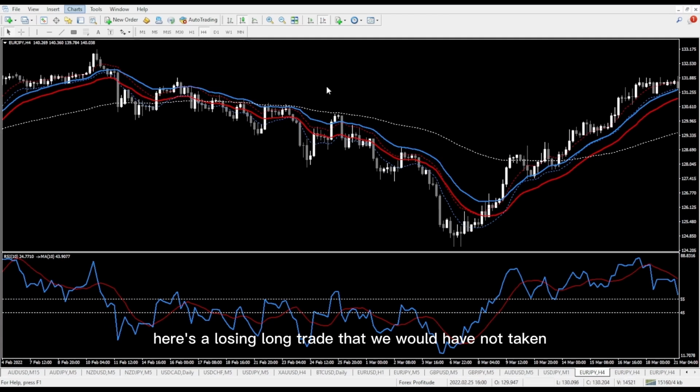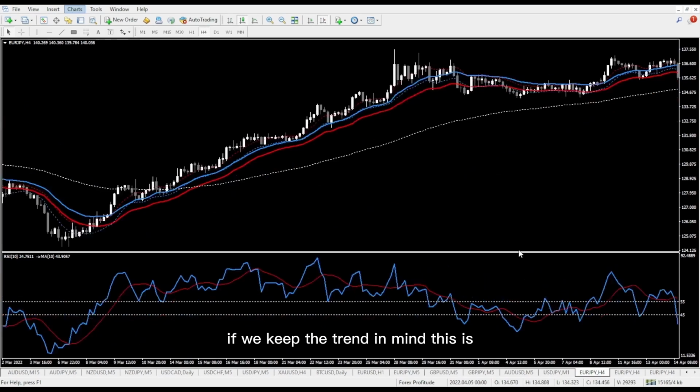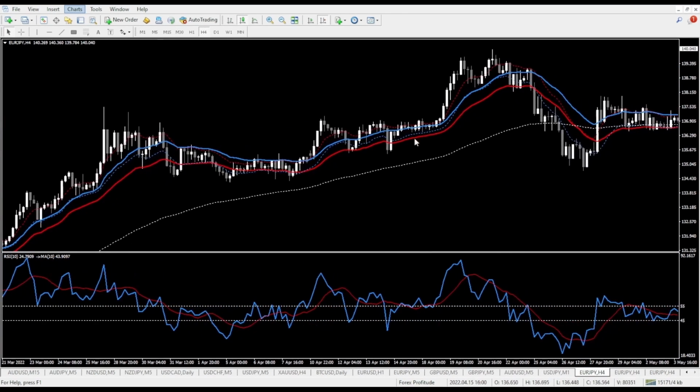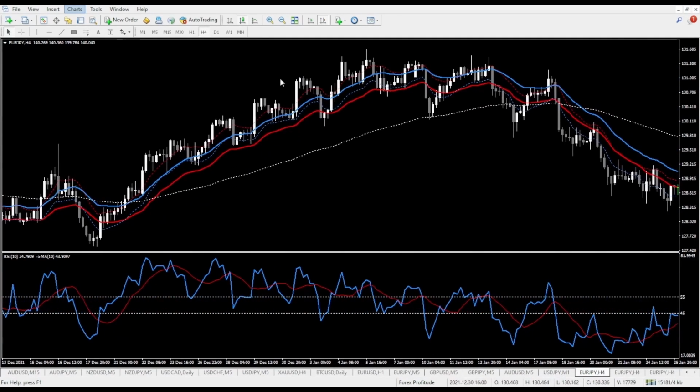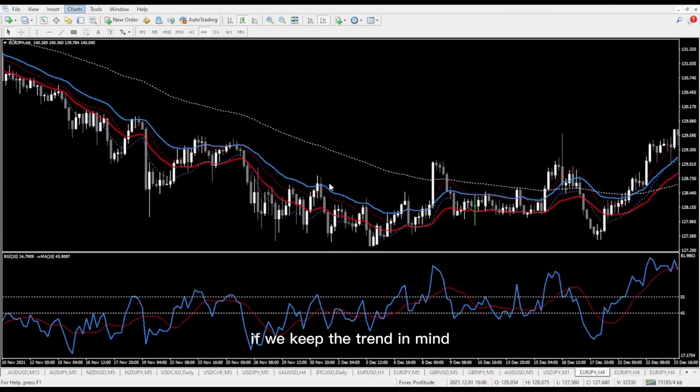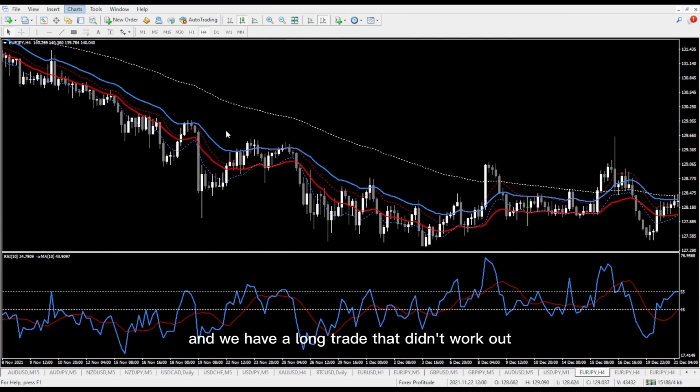Here's a losing long trade that we would not have taken if we keep the trend in mind. This would be a losing short trade that we would not have taken if we're keeping the trend in mind. And again, we've got another losing short trade that we wouldn't have taken. And we have a long trade that didn't work out. We have a long trade that didn't work out. And these are simply trades that we don't take because we are trading with the trend and not trading against the trend.